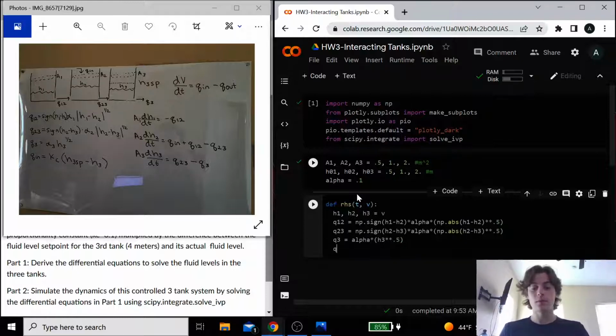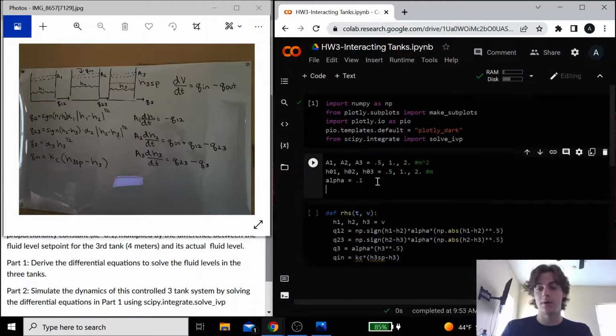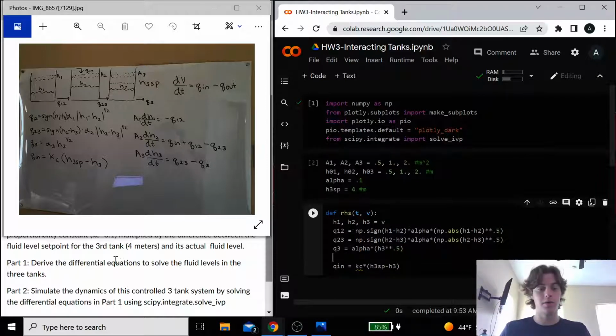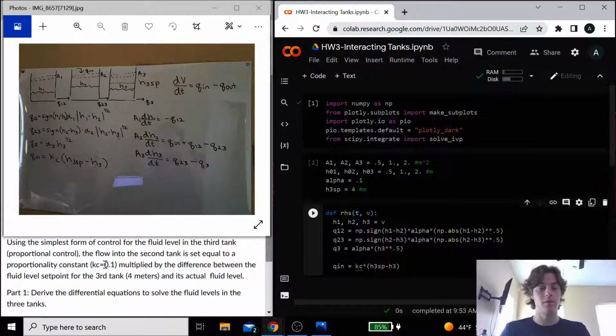And we also have our flow rate in, which we are controlling using proportional control. So it will be our proportional gain times our set point of tank 3 minus the actual height of tank 3. Then I'm going to go up here and define our set point, which is 4 meters. And our proportional gain is 0.1 for this problem.